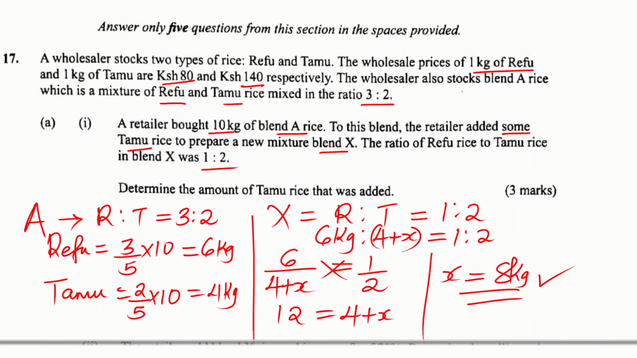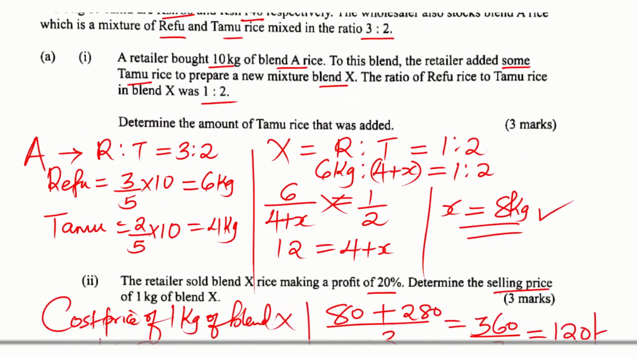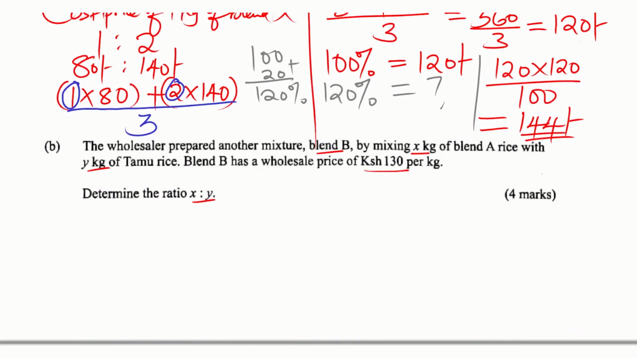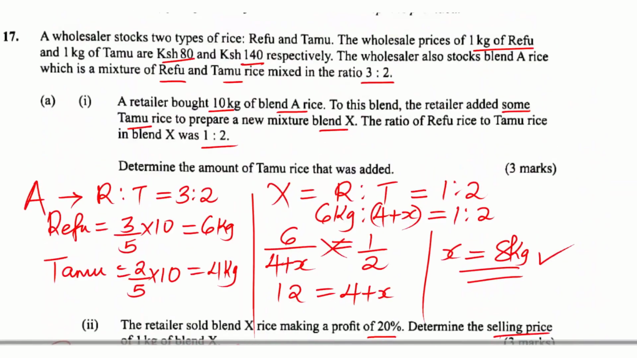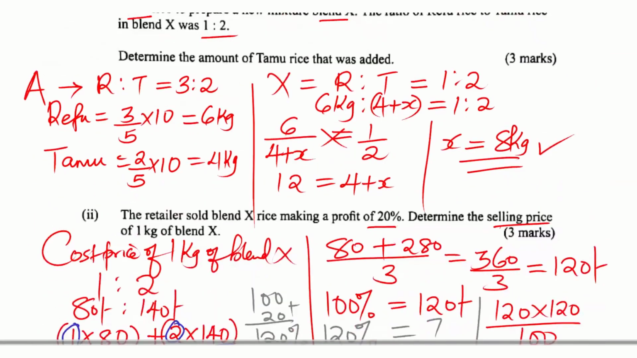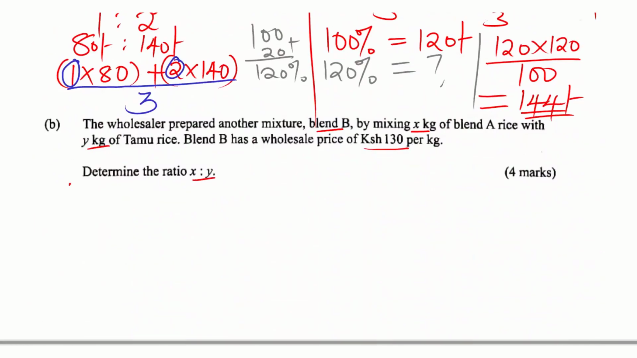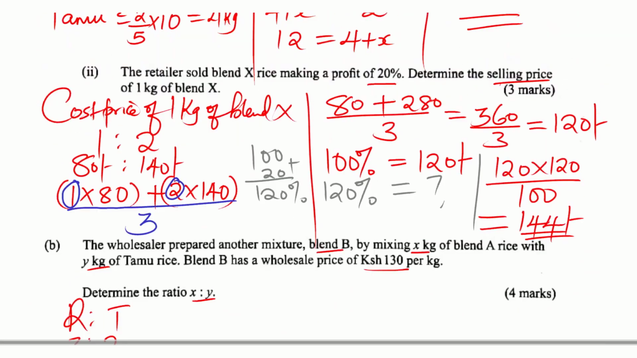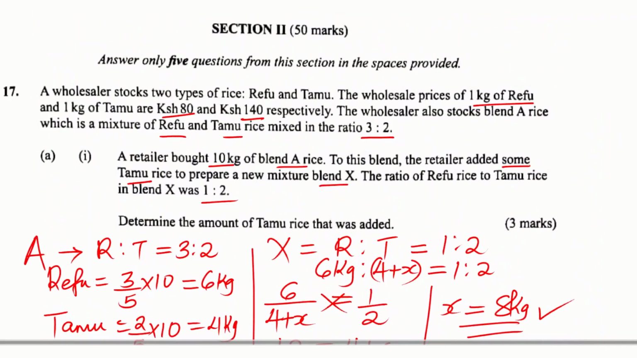The wholesaler stocks blend A rice and the mix, these refu and tamu, is mixed in the ratio 3:2. That is the initial ratio that you're going to use. So this is refu is to tamu, that is 3:2. That is the ratio you're going to use. Then we have also the cost of 1 kg of each of these brands.